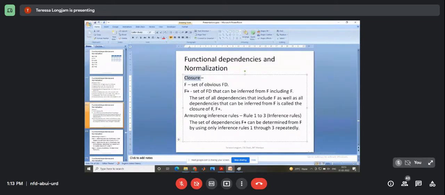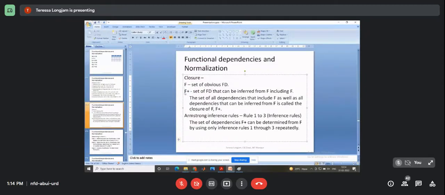Closure means if a set of functional dependencies F is given for a relation R, then by using F, if we can infer more functional dependencies, then the union of this F with the inferred functional dependencies is known as the closure of F. Even the definition is given here. F is going to be the given functional dependency, and F plus represents the closure of F.